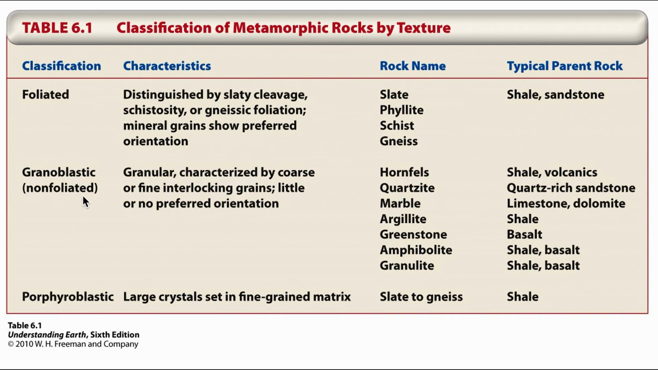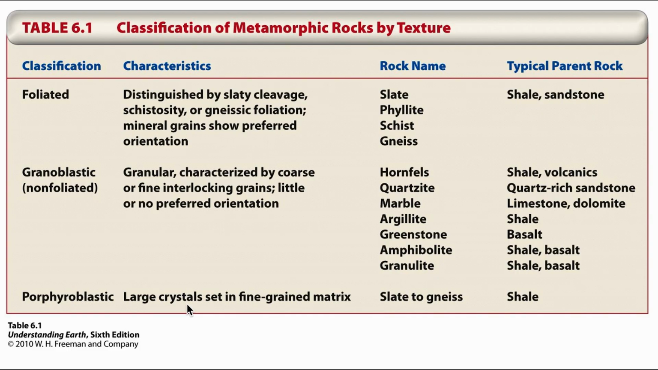Alternatively, granoblastic rocks are non-foliated. They're granular, characterized by coarse or fine interlocking grains with little or no preferred orientation. Rocks include hornfels, quartzite, marble, argillite, which is baked clay, greenstone, metamorphosed basalt, amphibolite, which can come from metamorphism of shale or basalt, granulite, which comes also from shale or basalt.